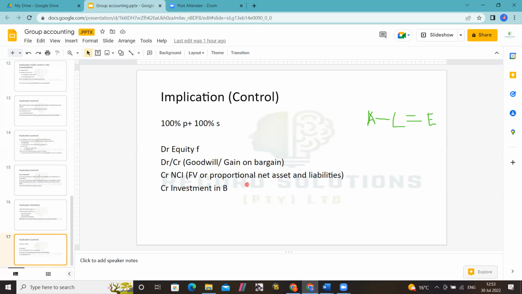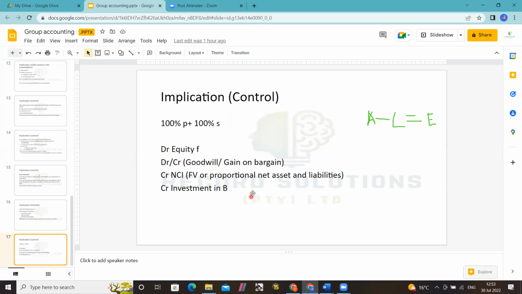What's going to happen is that amount that's left, because it's 60 minus 70, that 10,000 is left. You're going to debit what? Goodwill with that amount, because you actually paid more than the value of the company, and what you actually paid for is the goodwill.